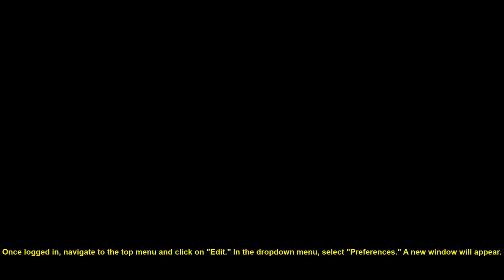In the drop-down menu, select Preferences. On the left side of this window, find and click on Categories. Now, locate the option that says Use Class Tracking.